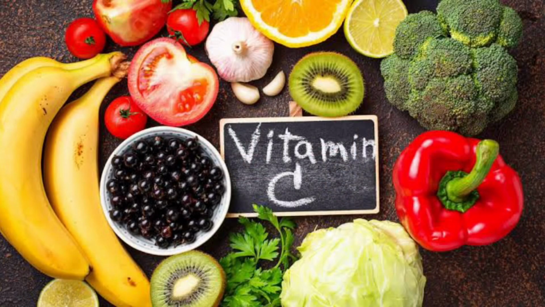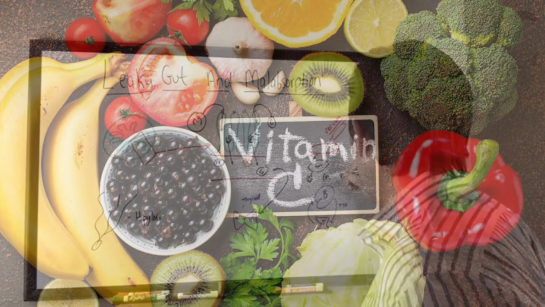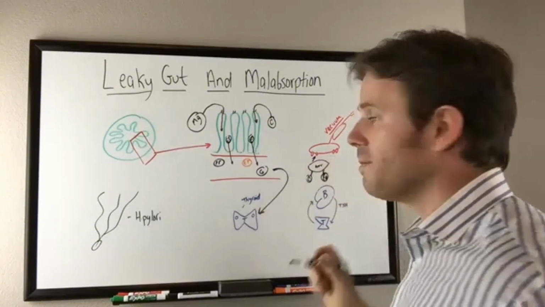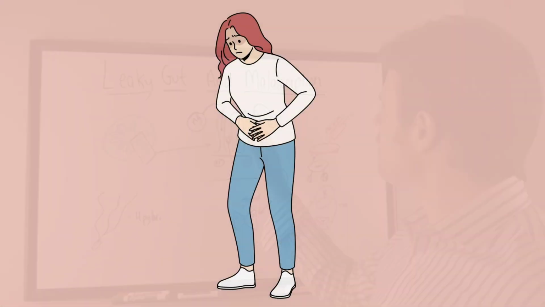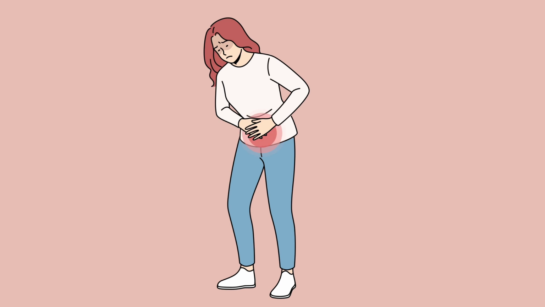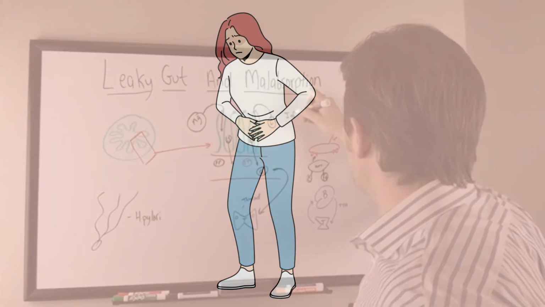So when vitamin C comes around, boom, it's just bouncing off the football. It's not going to be able to be absorbed. That's kind of what happens when we have inflammation in our gut. Inflammation really messes everything up.